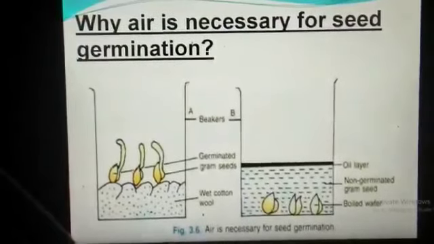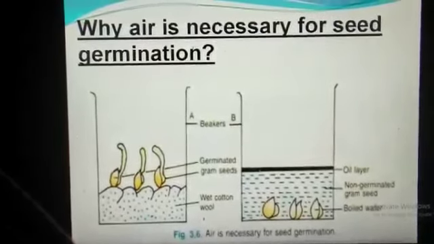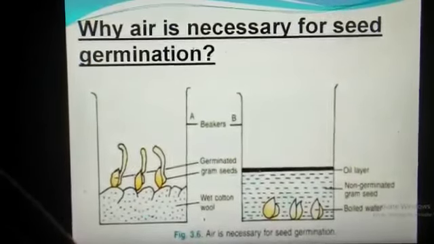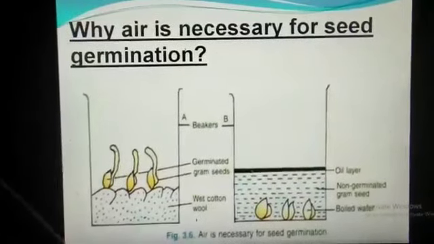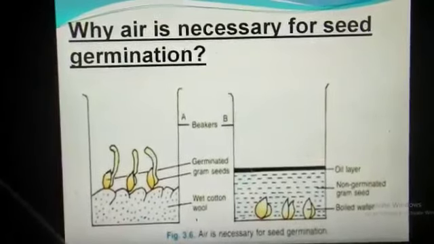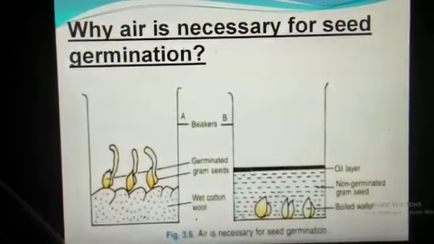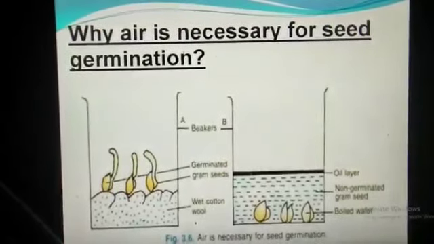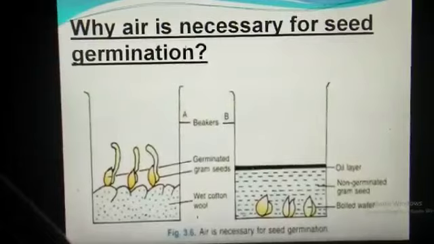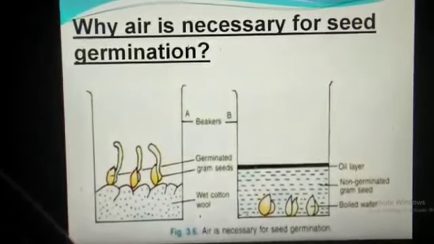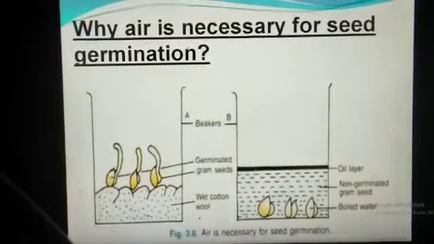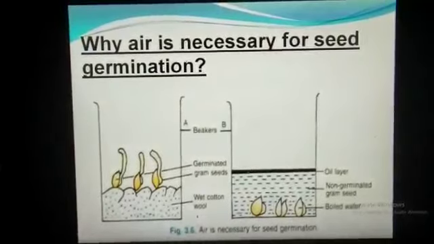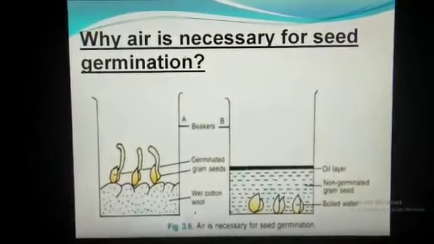Why is air necessary for seed germination? Again, I'll explain in terms of a diagram. Some seeds of gram or pea are placed on wet cotton wool in beaker A, as shown in the diagram. Some water is boiled in beaker B to expel the dissolved air already present in the water. The hot water is then cooled and similar gram seeds are put in it. A few drops of oil are also put in beaker B to cover the water surface, which will prevent entry of atmospheric air within. It is observed that germination has taken place in beaker A but not in beaker B.